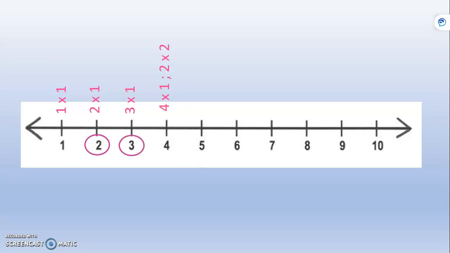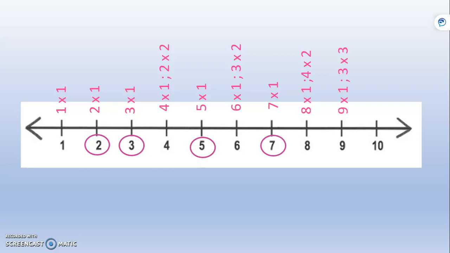4 can be made by 4 times 1 or 2 times 2, so that's composite. For 5, we can only do 5 times 1, so it's prime. For 6, we could do 6 times 1 or 3 times 2, so that's going to be composite. For 7, we can only do 7 times 1, so it's prime. For 8, we can do 8 times 1 or 4 times 2, so it's composite. For 9, we can do 9 times 1 or 3 times 3, so it's composite. For 10, we can do 10 times 1 or 5 times 2, so that is composite.